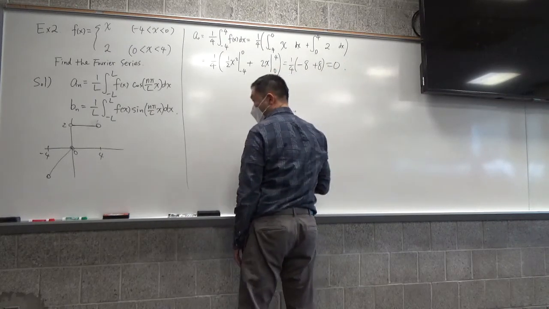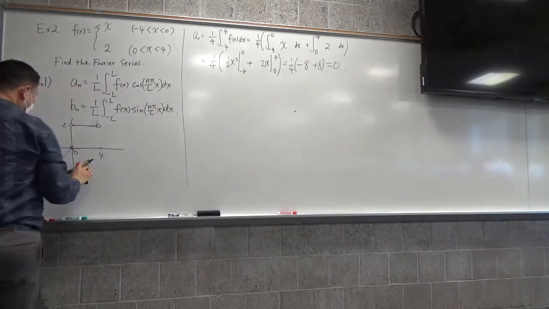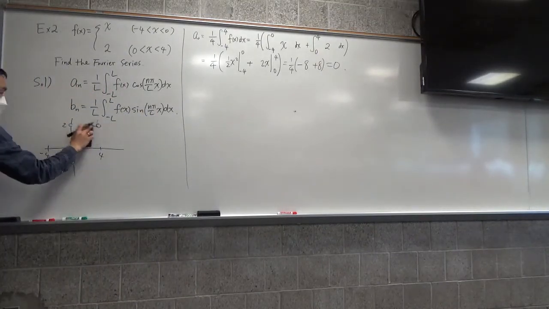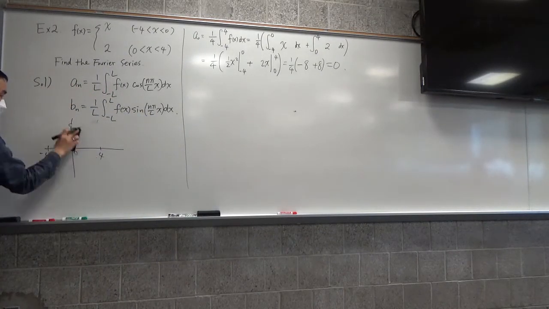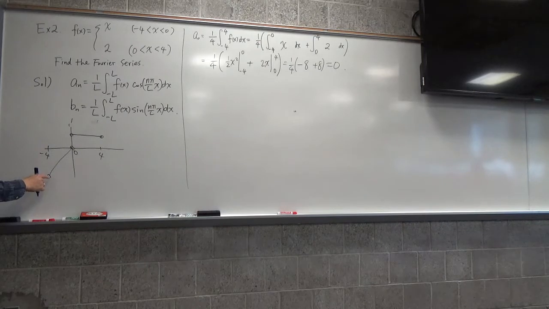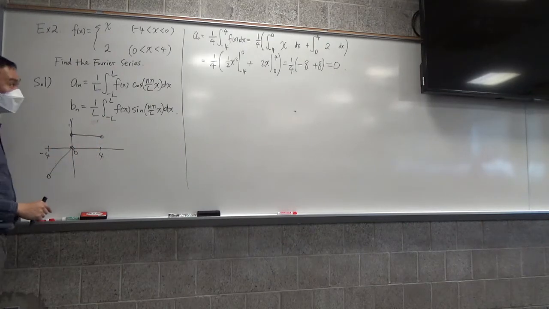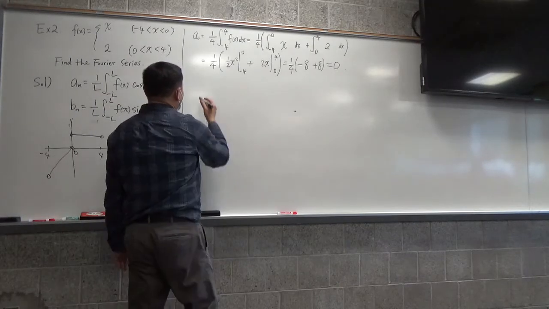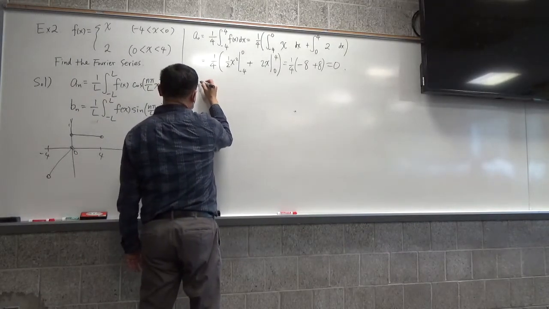Okay. Oh, I just realized something. My graph is kind of off. If this is 4, 2 should be somewhere here. So what happens is that even though this is not an odd function, at least the integral of these two will give you 0 because this is 8 and that's also 8. So these two add up to 0. Okay, now let's move on to an.